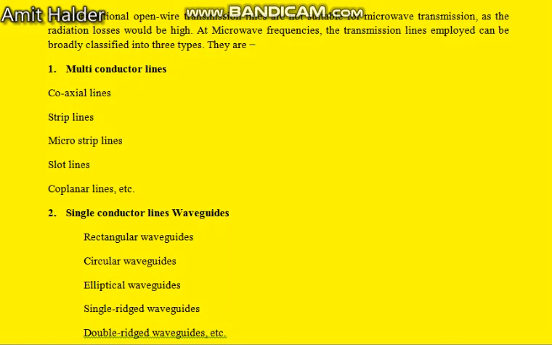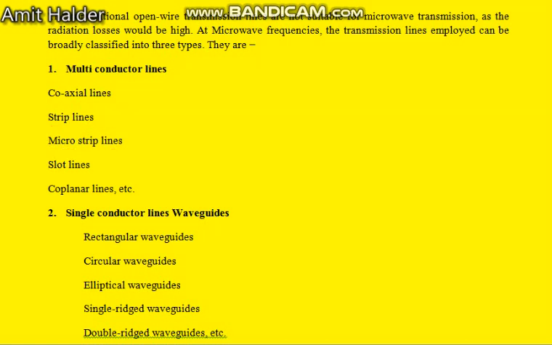Another line is the strip lines. They are also multi-conductor lines. The microstrip lines, the slot lines, we will know further when we go through this. And there are coplanar lines. So these types of lines are multi-conductor lines. So what are the single conductor lines? We will discuss the single conductor lines in a separate lecture on waveguides. They are known as waveguides.